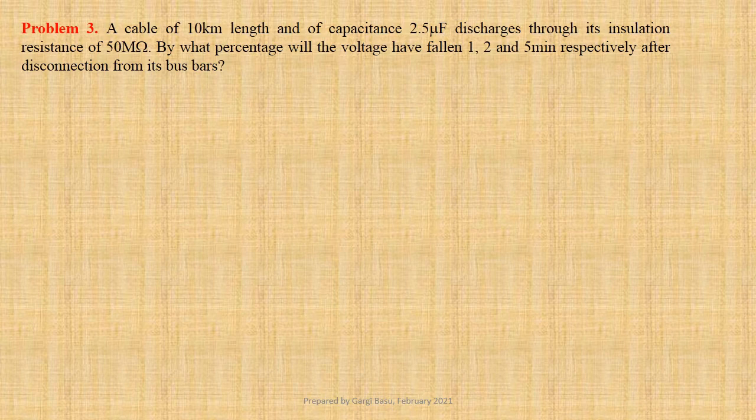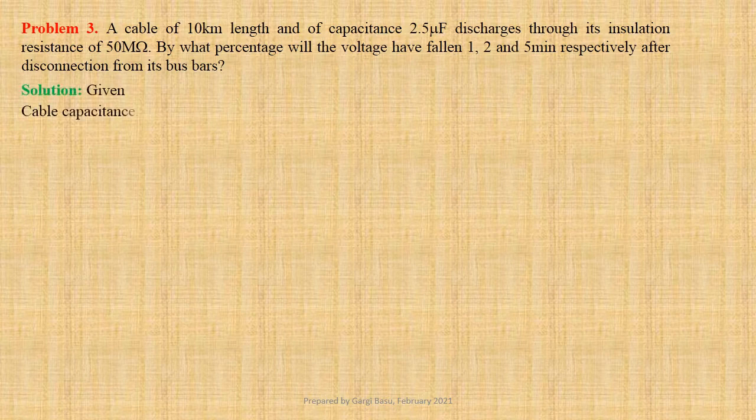Problem number 3. A cable of 10 km length and of capacitance 2.5 microfarad discharges through its insulation resistance of 50 mega ohm. We have to determine by what percentage the capacitor voltage will have fallen 1, 2 and 5 minutes respectively after disconnection from its bus bars. Let us jot down the given data.